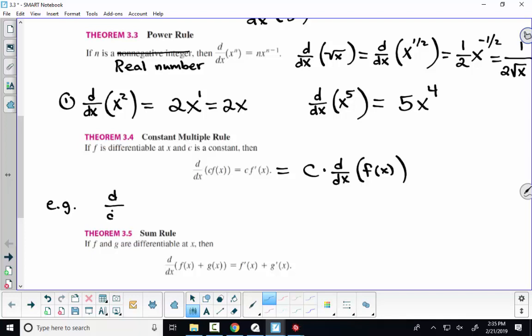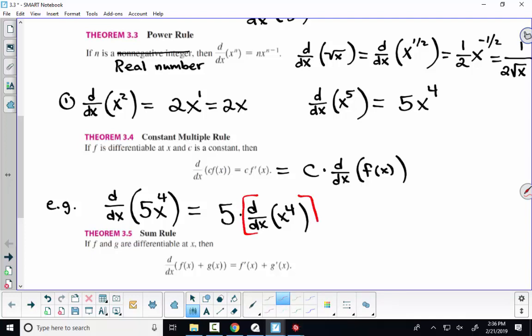For example, the derivative of 5x to the fourth is the same thing as 5 times the derivative of just x to the fourth. So what's the derivative of x to the fourth? 4x to the third. So that's equal to 20x cubed.